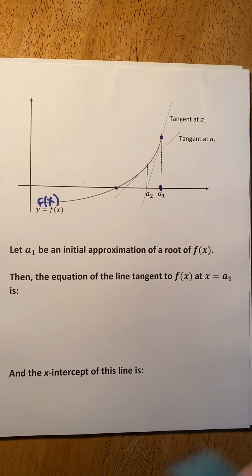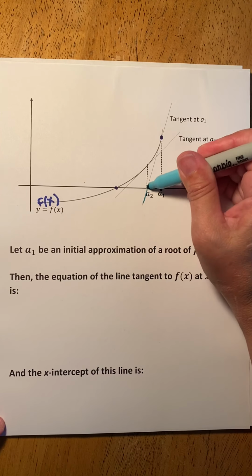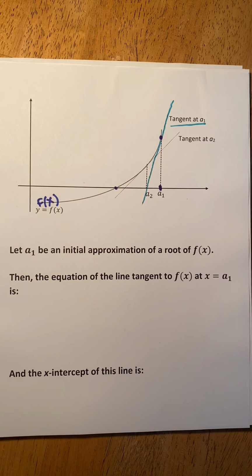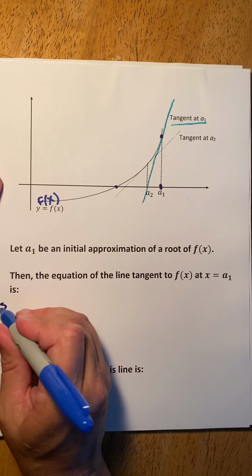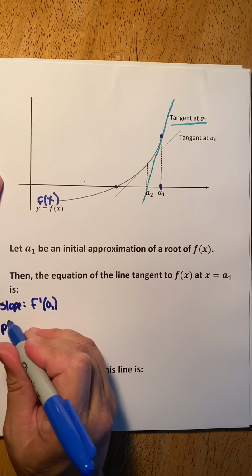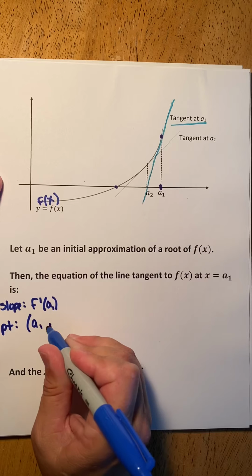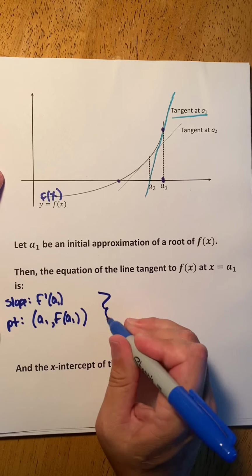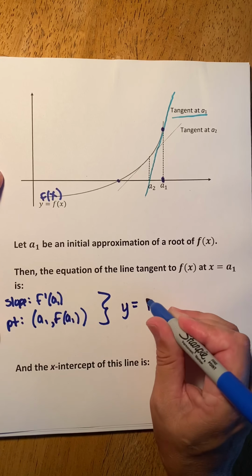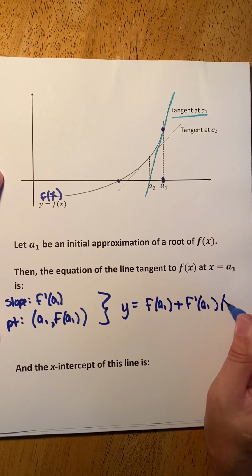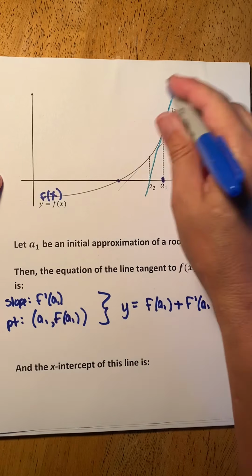So if we find the equation of the line tangent to the curve f of x at a1 right here, so that's this guy, the equation of the line tangent to the curve at that point is, well, the slope is the derivative at a1, and the point is a1 and the function evaluated at a1. So we put this all together and we get y is equal to f of a1 plus f prime of a1 times x minus a1. That's the equation of this line right here.